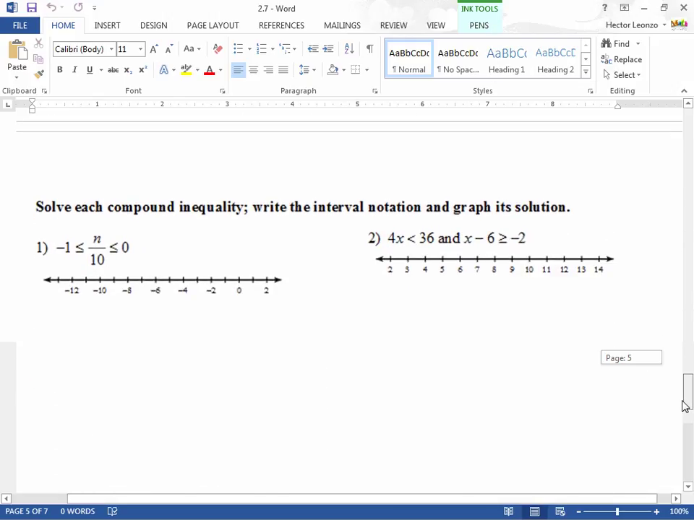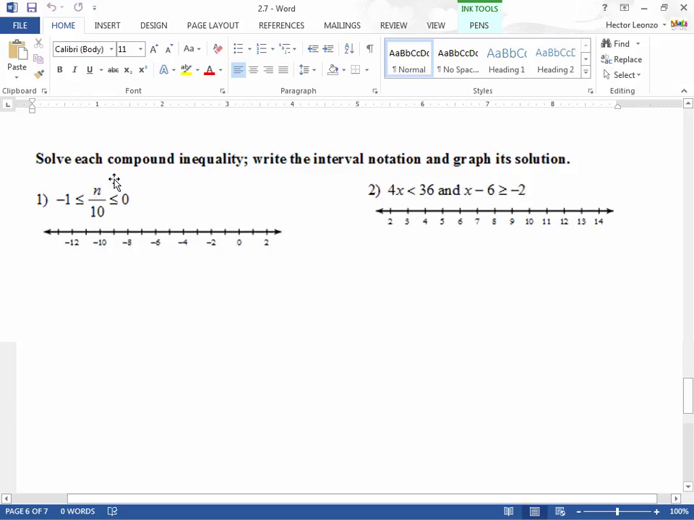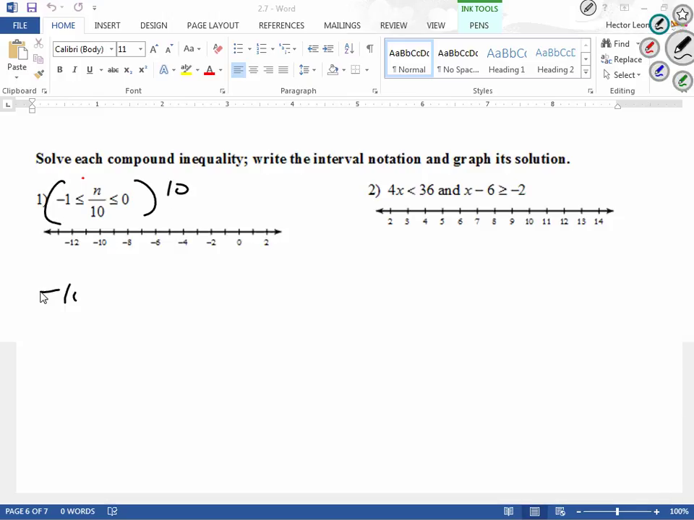Now, let's take a look at these. What if I don't have the variable, in this case n, I don't have it by itself? Remember I said I'm going to get rid of it. I'm going to multiply everything by 10 to every side. So I'm going to have -10 less than or equal to n less than or equal to 0. Right? Multiply 10 to each of these. And the reason why I multiplied it by 10, because I will get rid of the fraction.